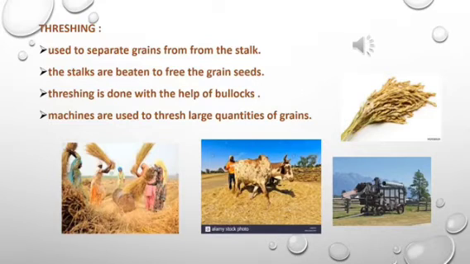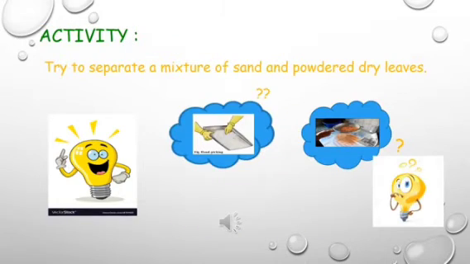The process that is used to separate grain from stalks is called threshing. Activity: try to separate a mixture of sand and powdered dry leaves. What method would you use to separate the mixture of sand and powdered dry leaves?